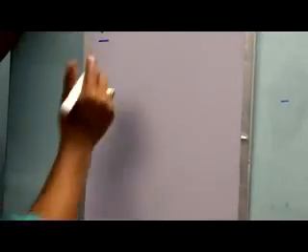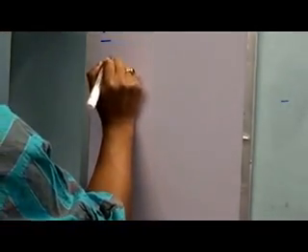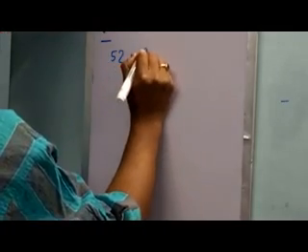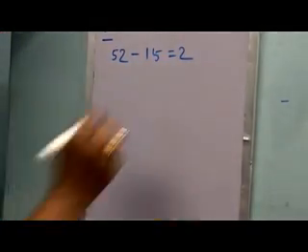Today I am going to discuss another mathematical riddle, or you can say mathematical puzzle, whatever you want to say. So focus over that board here. I am drawing an equation here. So that is 52 minus 15 equal to 2. This is the first row of equation.